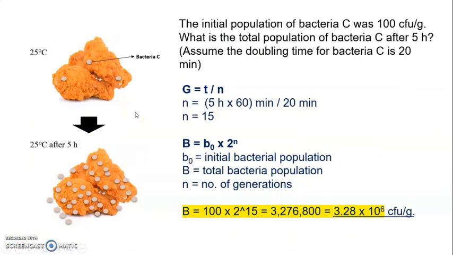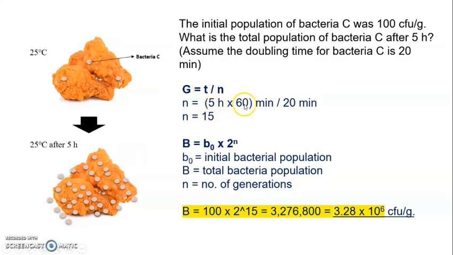Okay, here's an example. Let's say you have fried chicken that you leave at ambient temperature for 5 hours. This is how it will look. Obviously you will not see the bacteria, but this is just for illustration. Say the initial population of bacteria C was 100 CFU per gram. What is the total population of bacteria after 5 hours? Assume that bacteria C has a doubling time of 20 minutes. So here is how you calculate it.